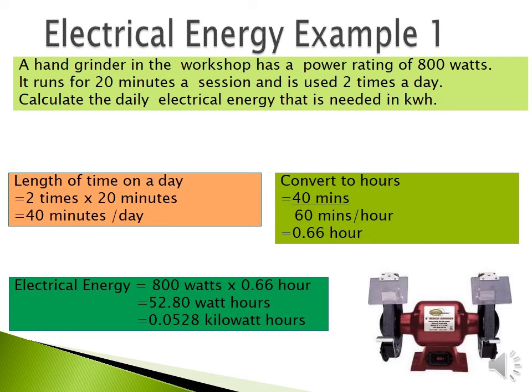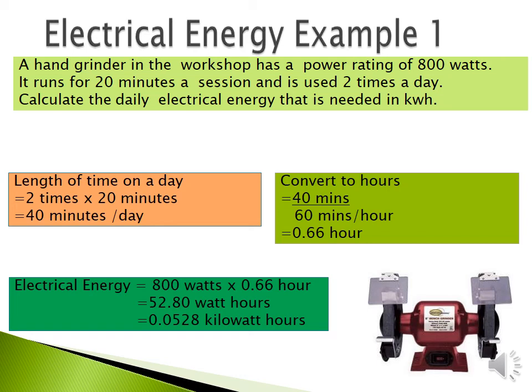To get electrical energy, first we have to calculate the length of time in a day. So it is used 2 times for 20 minutes, so the product becomes 40 minutes per day. Now convert it to hours. It can be converted as 40 minutes by 60 minutes per hour, so it may be 0.66 hour.